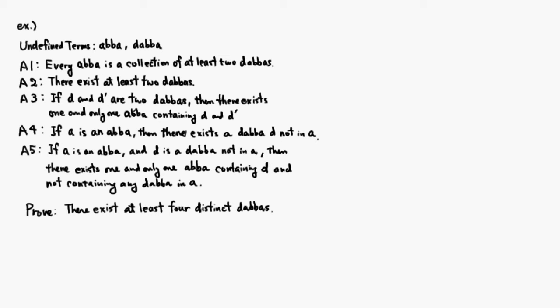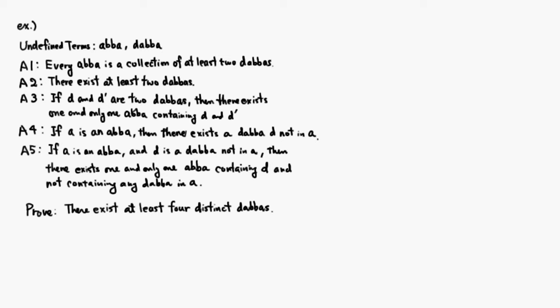Alright, let's look at an example of an axiomatic proof. Here's the axiomatic system. Undefined terms are aba and daba, so some made up words. A1: every aba is a collection of at least two dabas. Axiom 2: there exist at least two dabas.